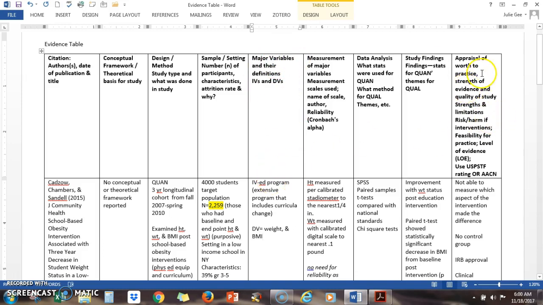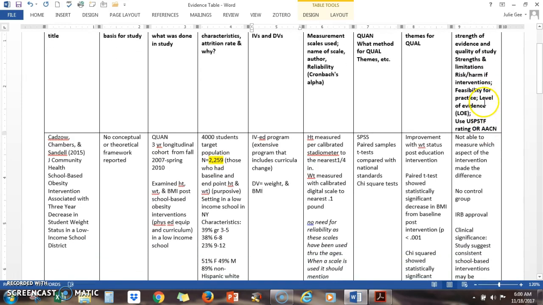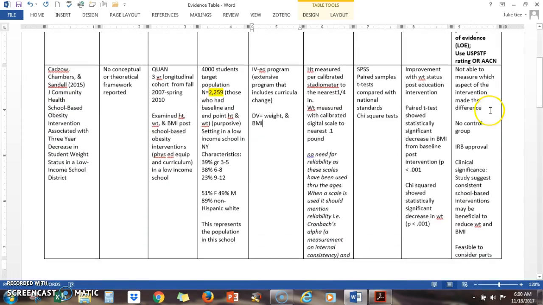Okay, last but not least, this is the appraisal. This is your clinical significance. Worth of practice, strength, and evidence of the study, limitations, risk or harm if there was any. They did get IRB approval. I didn't really notice any risk or harm in this study. Feasibility for practice, level of evidence.